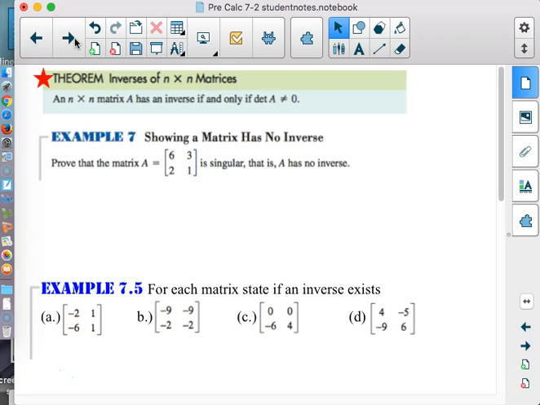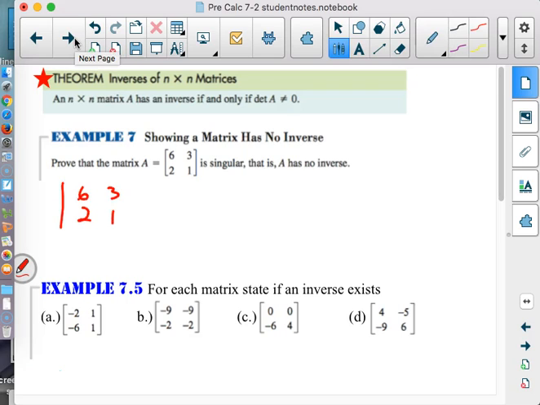So example 7 says we're going to show a matrix doesn't have an inverse. Prove that matrix A is singular and has no inverse. Well, if that's the case, its determinant is 0. So what we're really going to find is the determinant. And no, don't square that one off, because remember that means determinant there. We're going to find the determinant of this matrix. And determinants are found by main diagonal minus secondary diagonal. So this would be 6 minus 6.